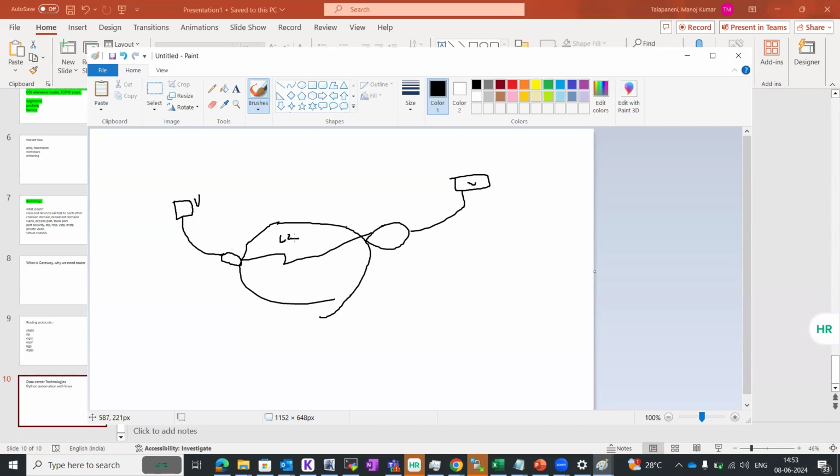EVPN is a signaling protocol. As I told, MP-BGP will carry the data routes between the PEs. This is the major EVPN VXLAN technology we will use in data centers, by taking a few routers as spine and a few routers as leaf. For the signaling mechanism, we will use multicast or MP-BGP. This is the high level overview of EVPN VXLAN, which we will use in the data centers between the applications.